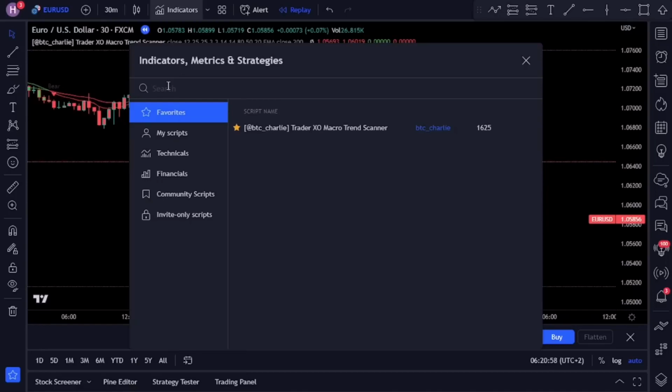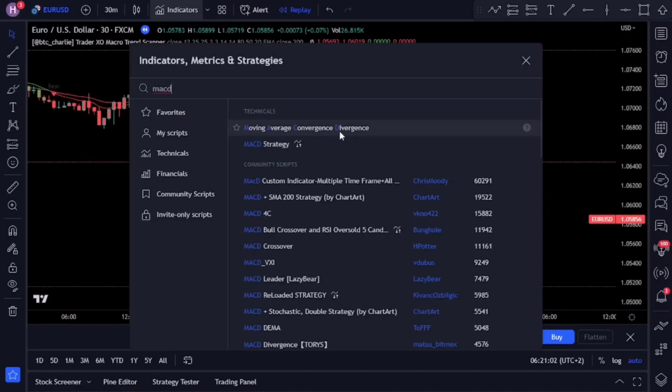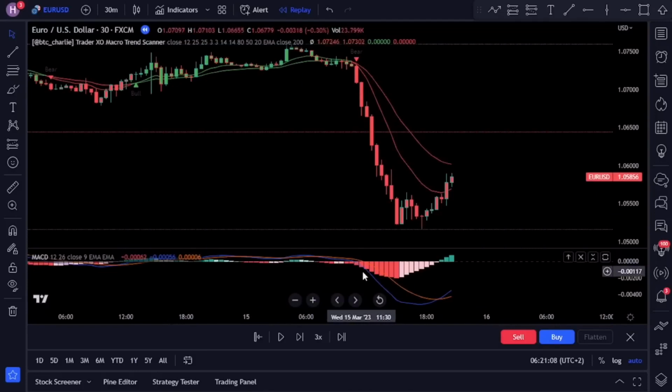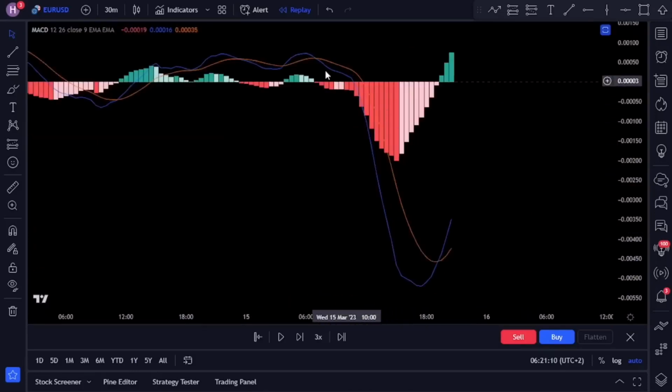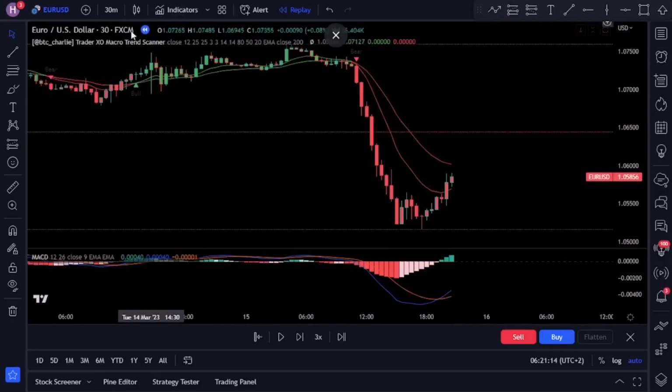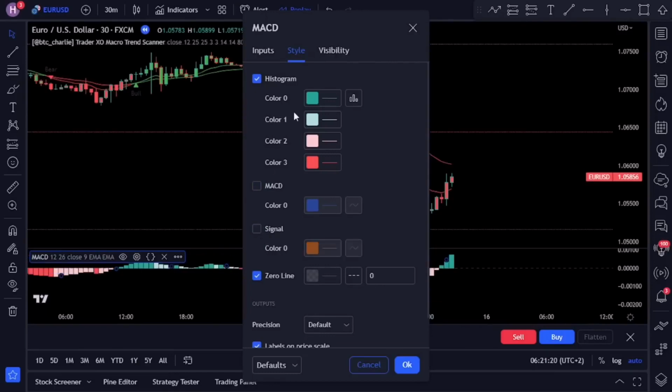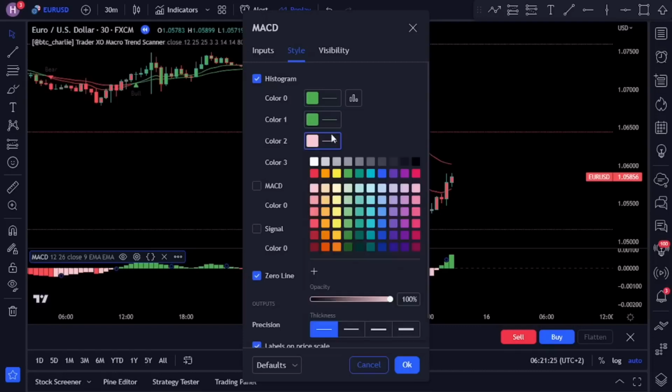Now, open the indicator option and type MACD and apply the moving average convergence divergence indicator to your chart. Now, this is how the indicator looks, and it contains some histograms in a single line and an MACD line. Next, we'll make some changes to the settings of the indicator. First, remove the MACD and the signal line. Second, change your histogram colors to green and red only.